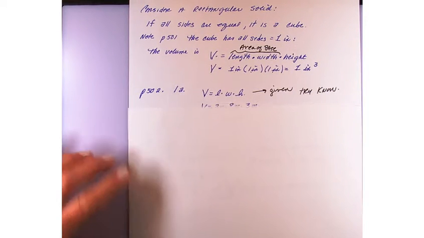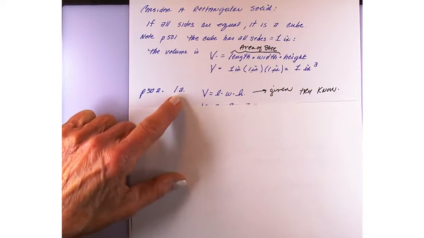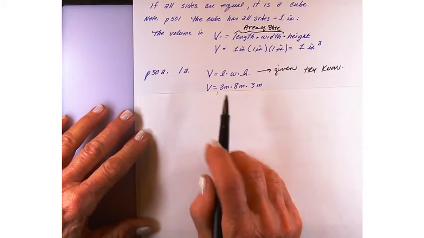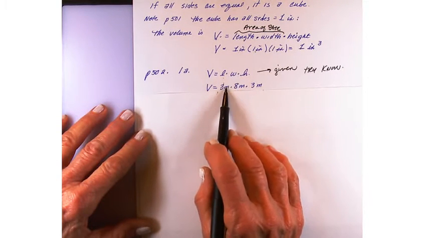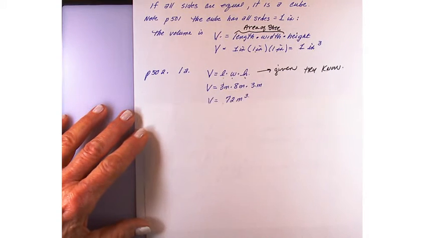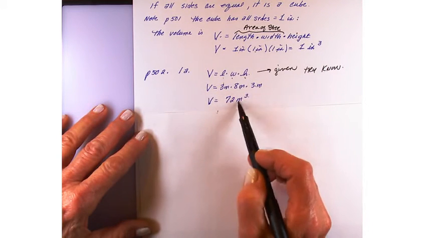So let's look at page 502, 1A. We are given the length is 3 meters, the width is 8, the height is 3. Substituting in, we get 72 meters times meters times meters is meters cubed.